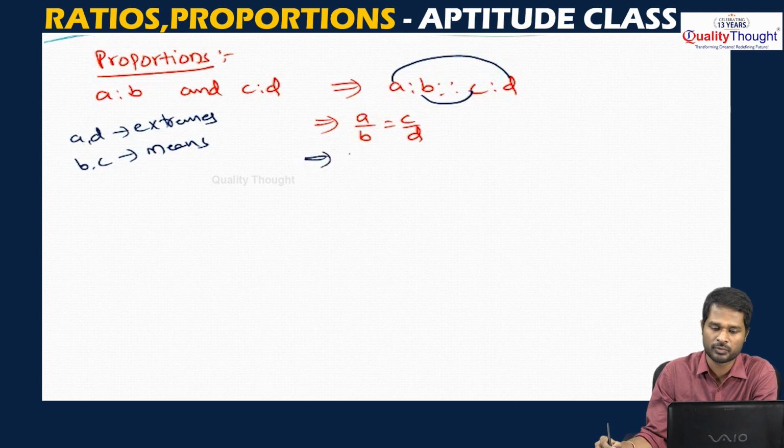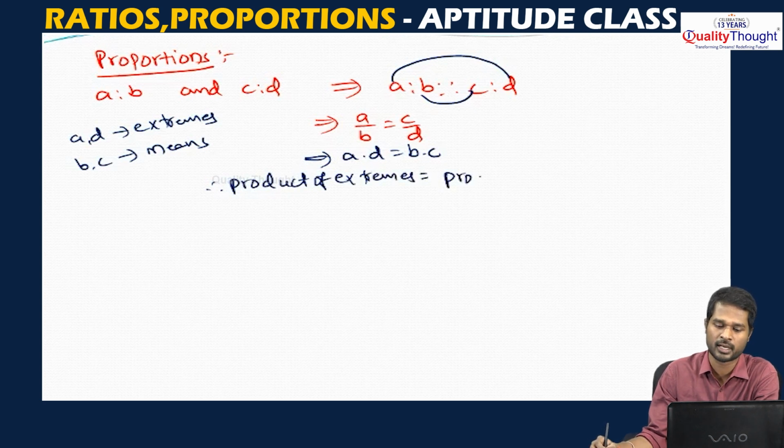Now, see here we will go for cross multiplication. A into D is equal to B into C. So, AD is equal to BC. So, AD is the product of extremes, A and D, equal to B and C, which are the means. So, it is written as product of extremes equals product of means.